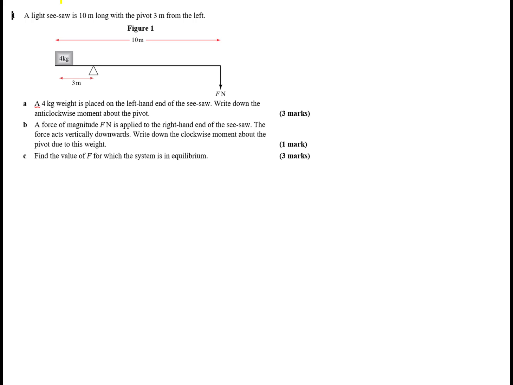Okay, this is going to be an excellent recap of all your skills. So let's see, there's a light seesaw that is 10 meters long with a pivot 3 meters from the left. So the key point is the pivot. This is the pivot. This is the 10 meter long seesaw. Now a 4 kilogram weight is related to this, and it's placed on the left hand side of the end of the seesaw. Write down the anti-clockwise moment about the pivot.